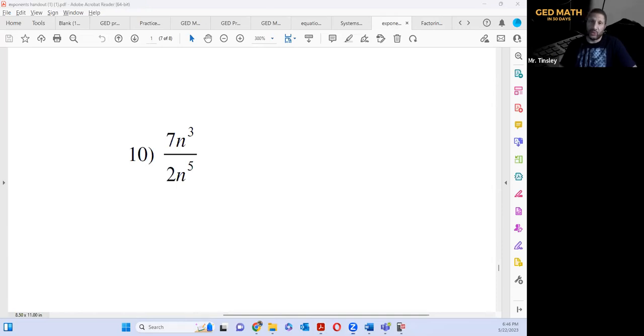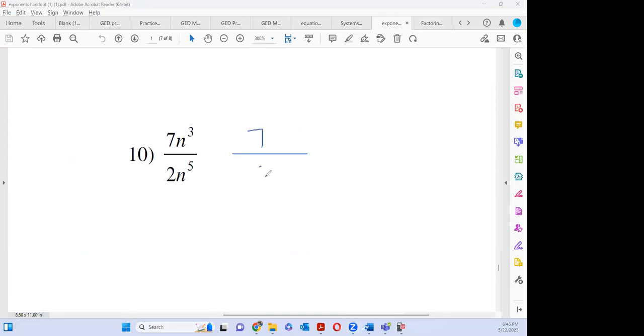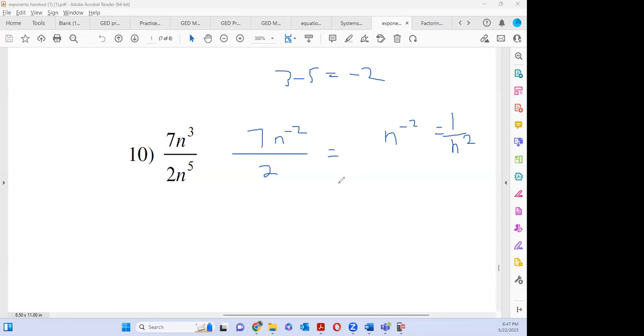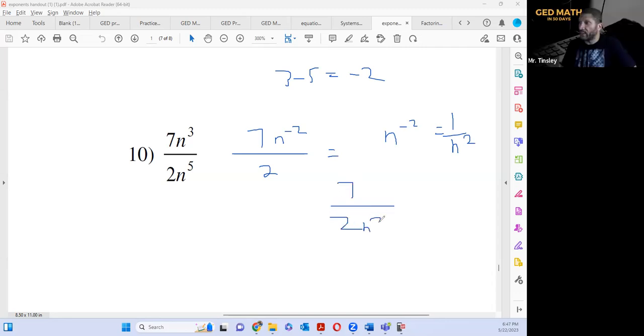Exponent rules tell you, when I'm dividing exponents with the same base, I need to do what? Subtract. What's 3 minus 5? Negative 2. So that would be 7n to the minus 2. But the second rule says if I have a negative exponent, I change it to positive and change the orientation. So if it's on the top, I put it on the bottom. So this is actually the answer, but you won't see a negative exponent. So this is the same as 7 over 2n squared.